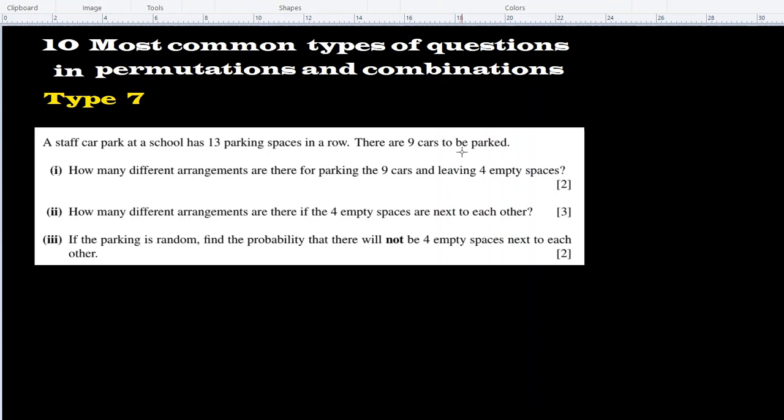So since we have 13 available slots and we want to park 9 cars, if a car number 6 is at the spot number 1 or 13, it's a different case. It is parked but at a different place. So arrangement is different. That's why we're using permutation here. And that will be the answer of the first one, 13P9.